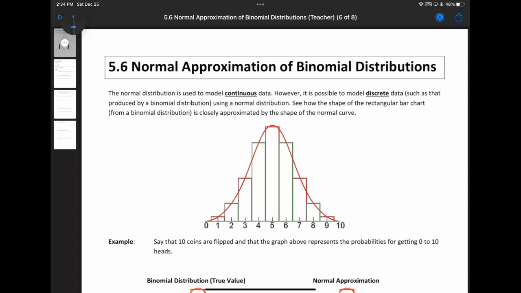So let's do an example where we say that this graph represents 10 coins being flipped, and each bar represents the probability of getting that number of heads. So for instance, if we look at this one right here, that bar represents the probability of getting 4 heads, and so on.